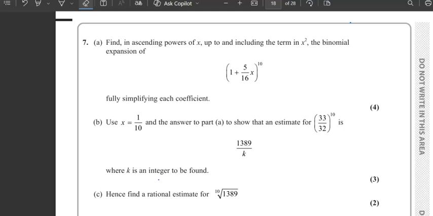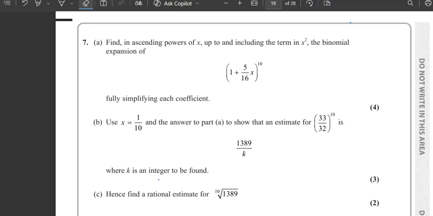Leshire Math here. Question number 7, part A. Find in ascending power of x up to and including the term in x squared the binomial expansion of (1 + 5/16 x) raised to power 10, fully simplifying each coefficient.